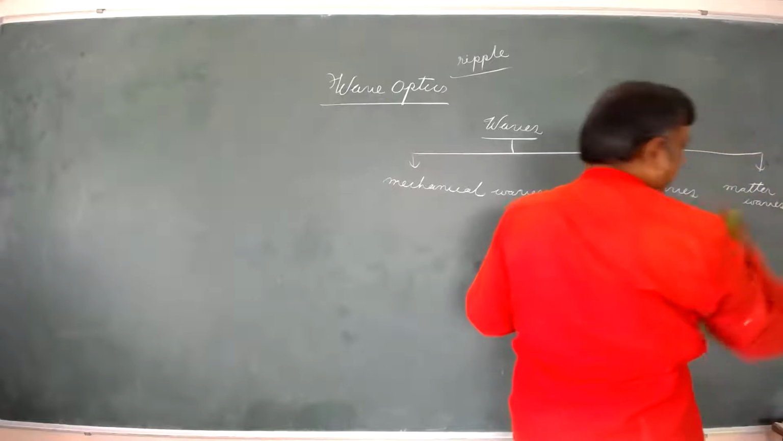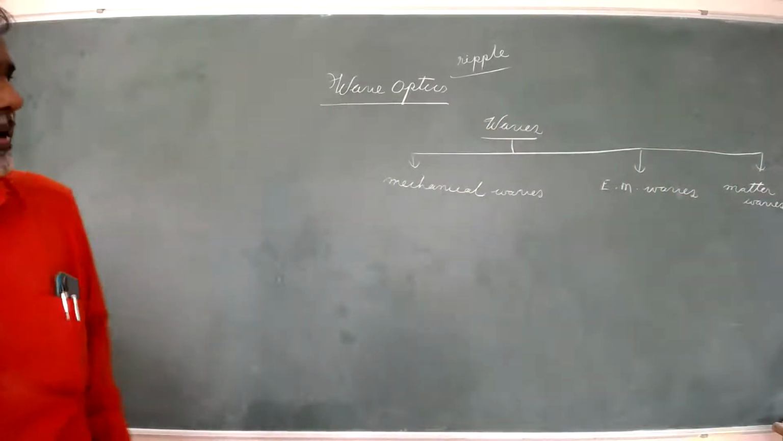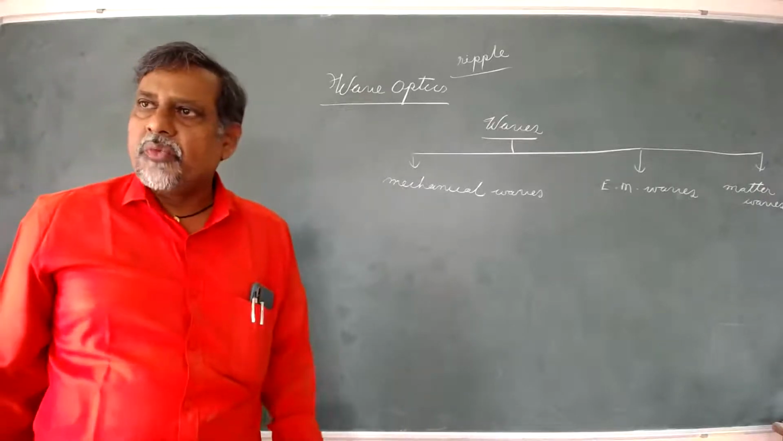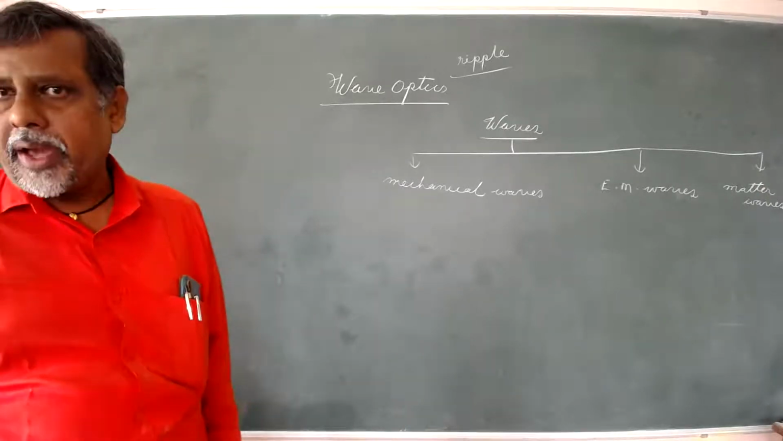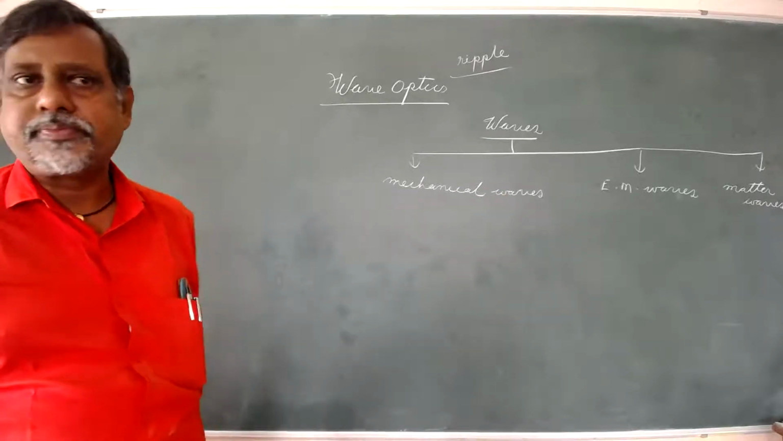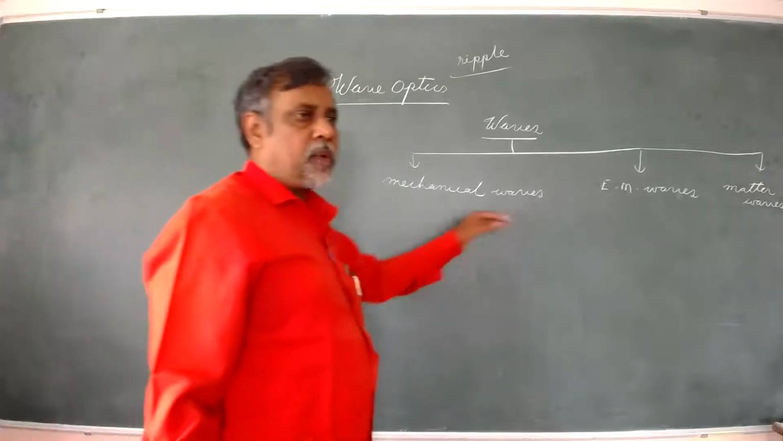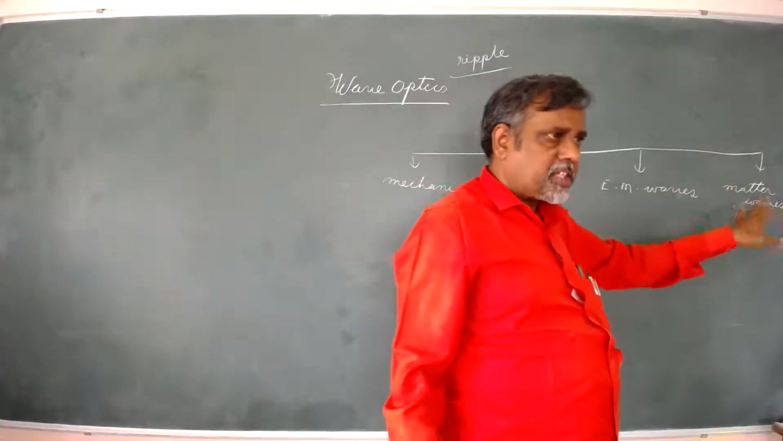Broadly speaking, the waves are of three categories. Some waves we will be calling mechanical waves, some we will be calling electromagnetic waves, and some we will be calling matter waves. Matter waves. Understood? About matter waves, we are not going to have a discussion at this moment.